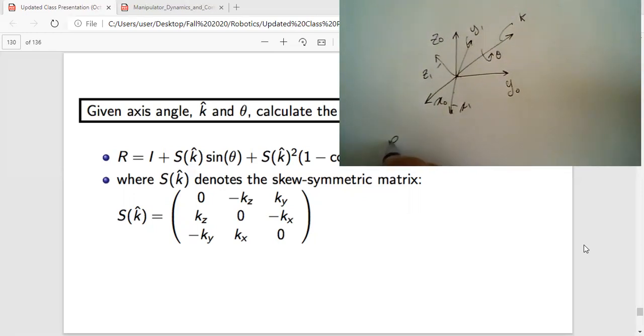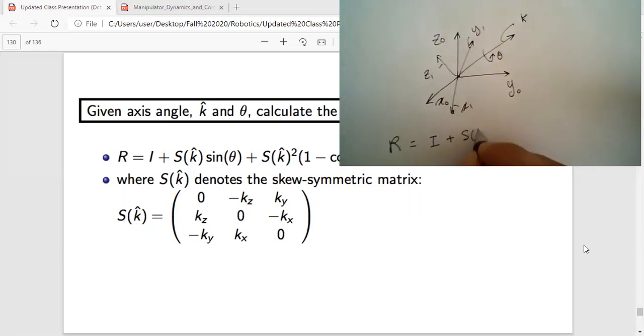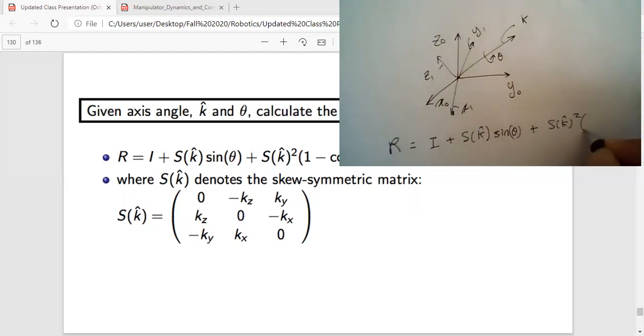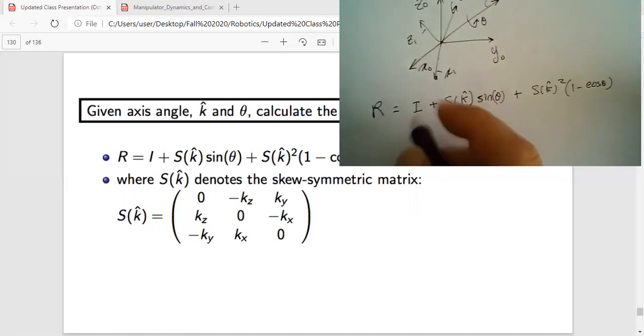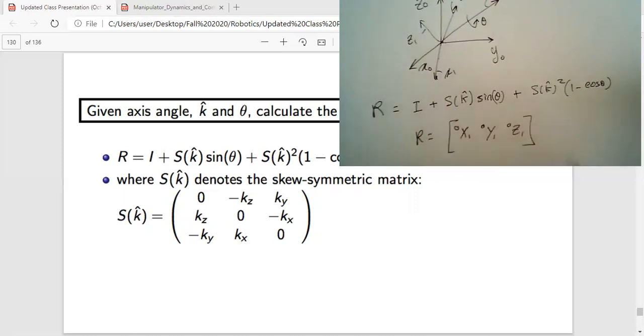And that rotation is going to be equal to I plus the skew-symmetric matrix of K multiplied by sine theta, plus S of K squared. So just do matrix multiplication: square that matrix and multiply by 1 minus cosine theta. And this R will contain what? This R is going to contain my X1 in frame 0, my Y1 in frame 0, and then my Z1 in frame 0. Pretty simple.